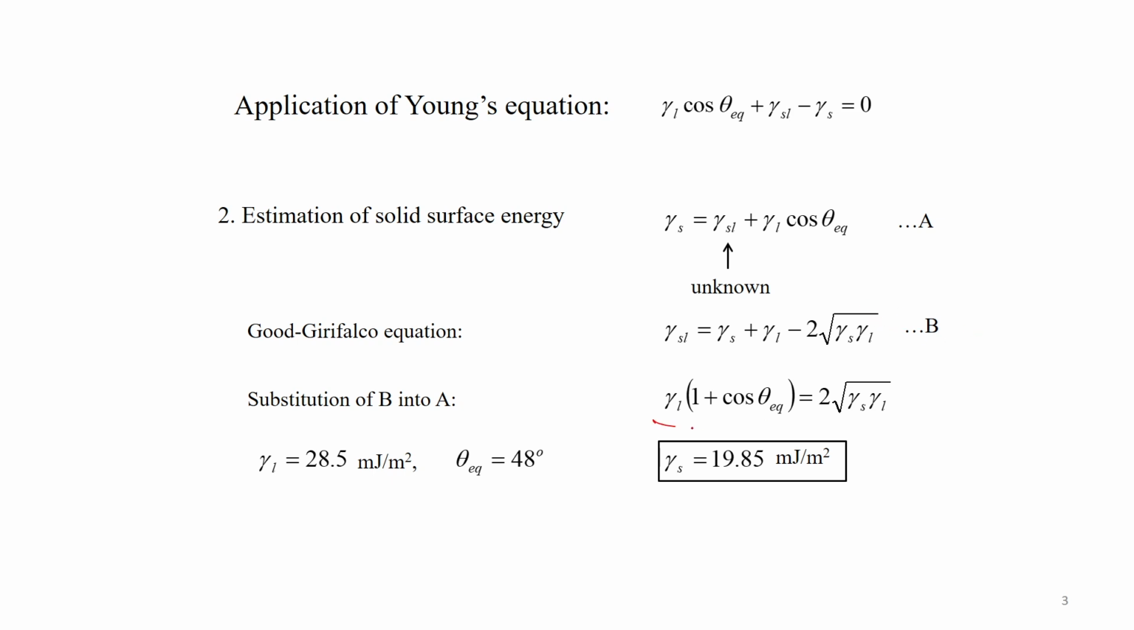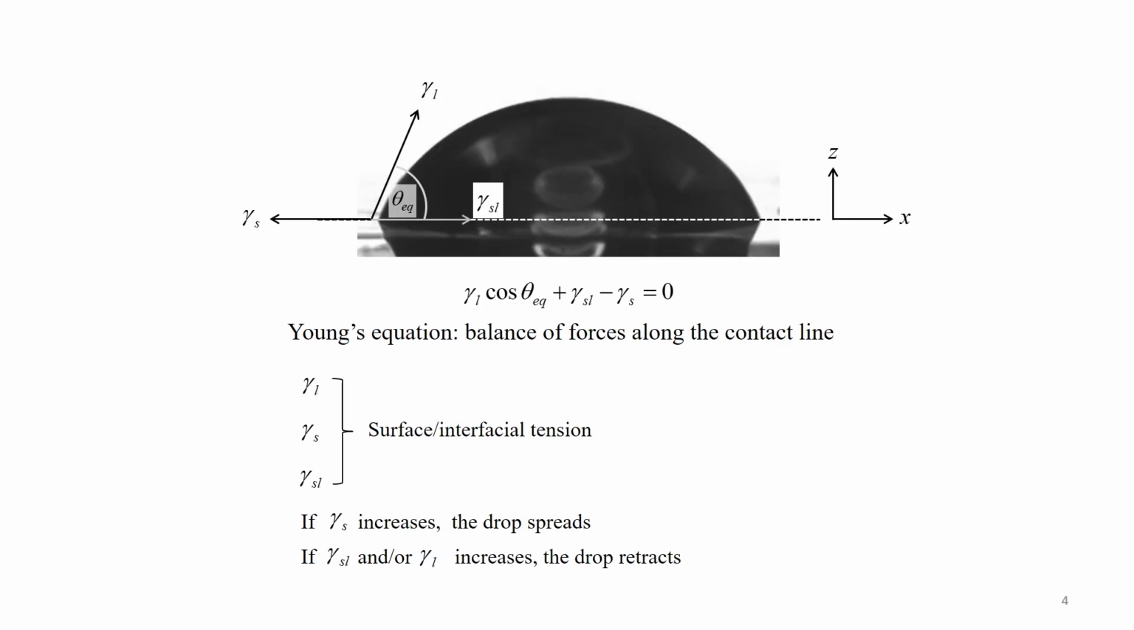So, let us say that we have this simple equation, and here again gamma L is equal to 28.5 millijoule per meter square and theta equilibrium is 48. From this model equation, the Good-Girifalco equation, and using Young's equation, so basically the Young-Dupré equation, we get gamma S is equal to 19.85 millijoule per meter square. We can easily do that, and what you notice here is something like this.